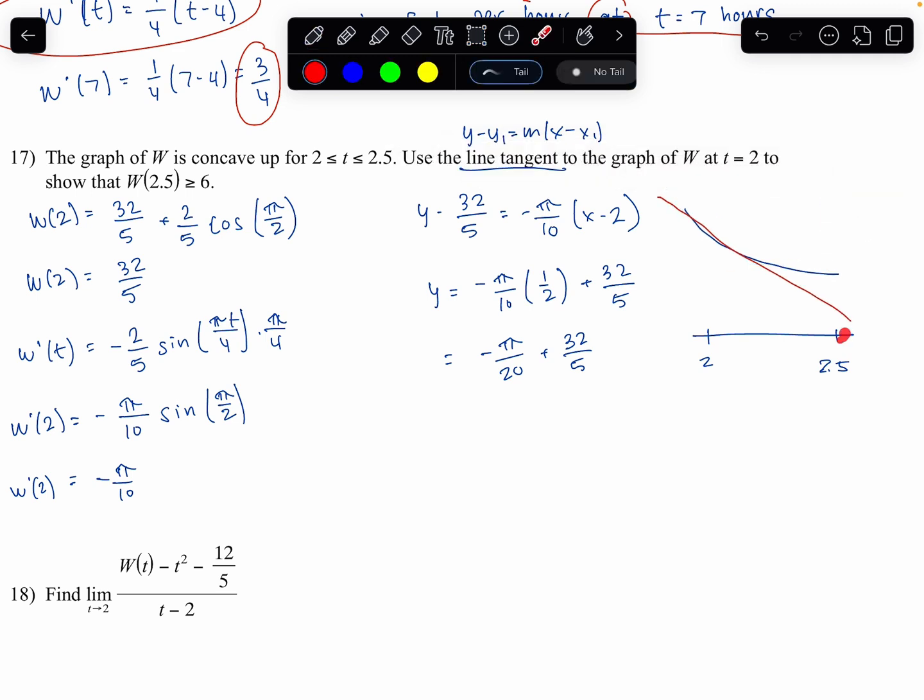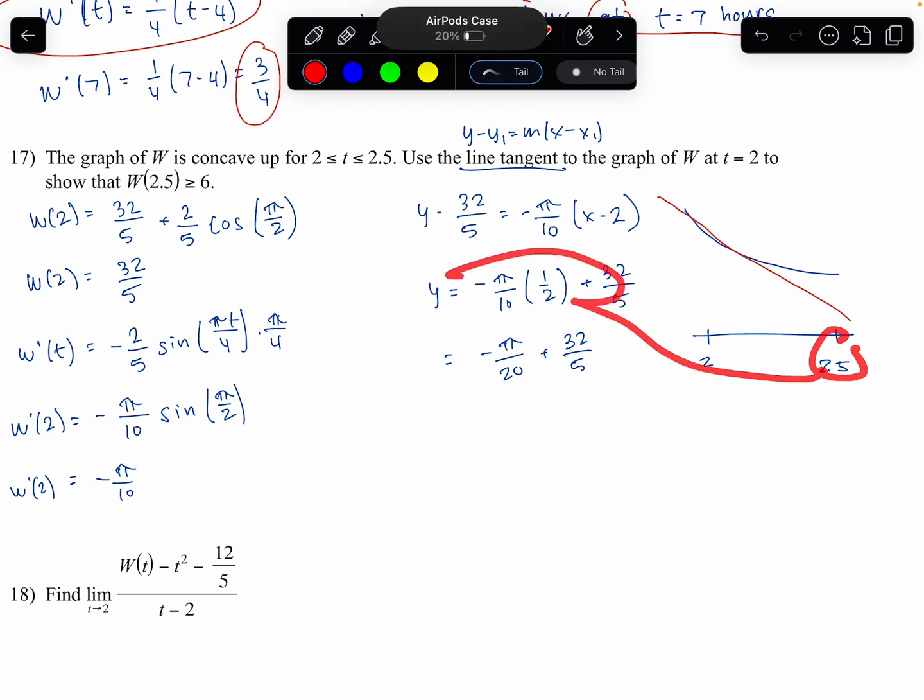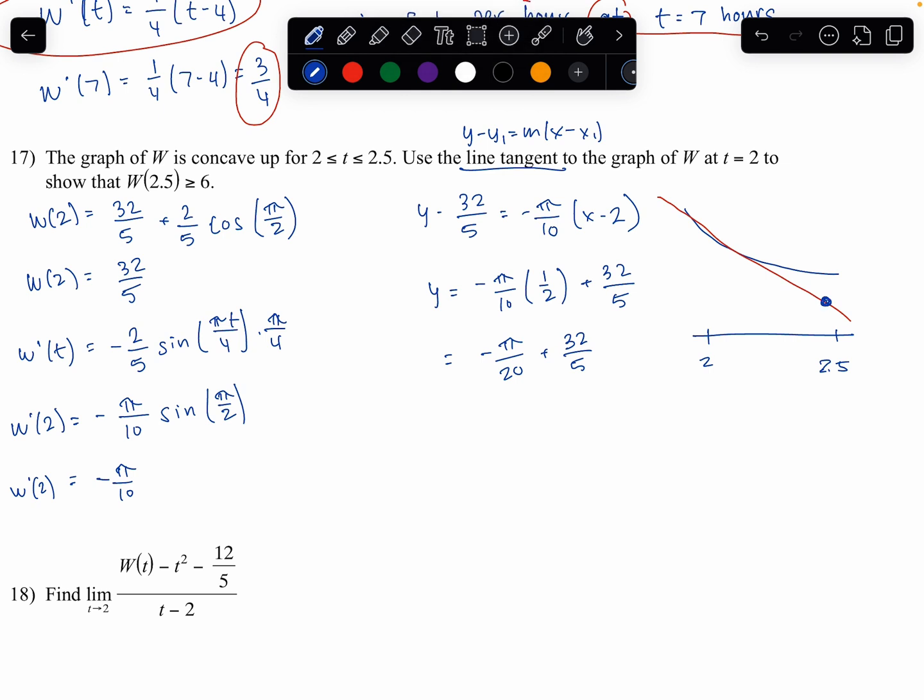We plugged 2.5 into our tangent line. And so we found right here that on the tangent line, this was 6 point something, but it is greater than 6. So whatever this value right here is, it is greater than 6. Now we're trying to prove that W of 2.5, this point right here, is greater than 6.